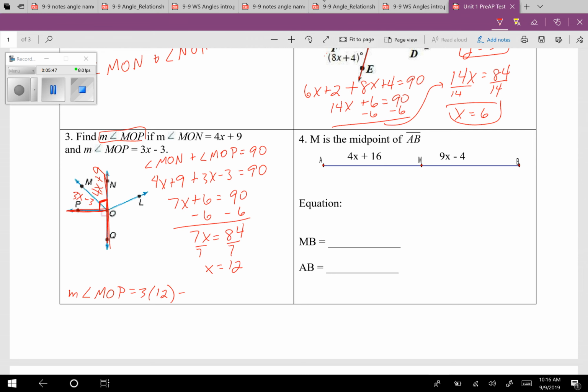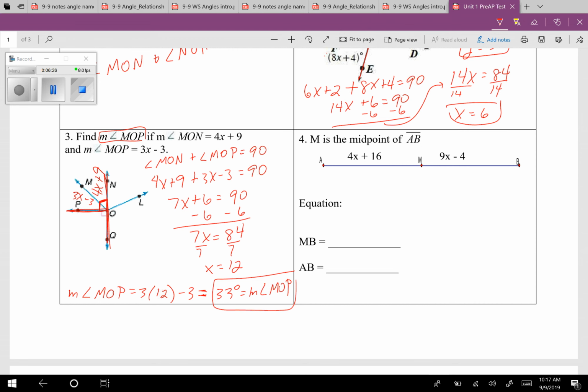And y'all need to be showing this too, because again, I've been noticing that a lot of you guys are not showing the plugging in. I've tried to make notes for you on your assignments to give you like a heads up, but y'all need to be plugging in there and showing it out to me. You can't just get numbers from random places. And yes, even if it's just adding and subtracting, you need to write it down on your paper. You need to write down everything you are doing to solve this problem. So 3 times 12 is 36. 36 minus 3 is 33. So that's the measure of angle MOP. So it's 33 degrees.